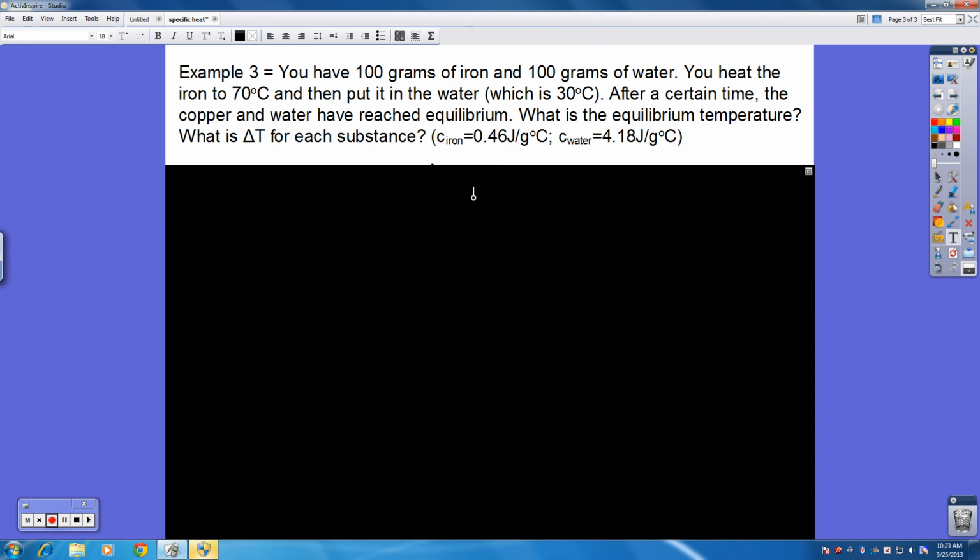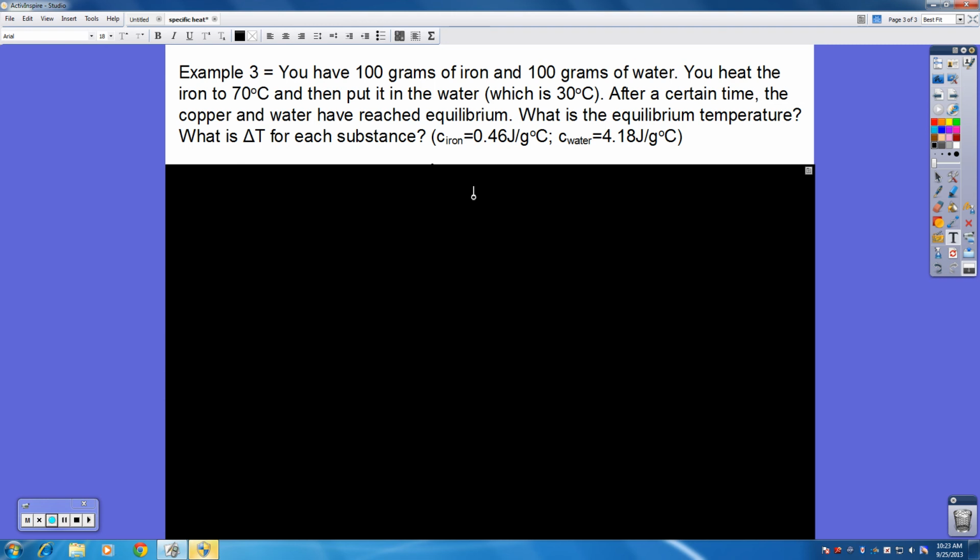So let's take this example. You have 100 grams of iron and 100 grams of water. You heat the iron to 70 degrees Celsius, and then you put it in the water. And let's say that water was at 30 degrees Celsius to begin with. After a certain time, the iron and water have reached equilibrium. Heat's going to flow from the iron to the water because the iron is warmer. But at some point, they'll be at equilibrium. They'll be at the same temperature. The iron's going to lose temperature and the water's going to gain temperature.